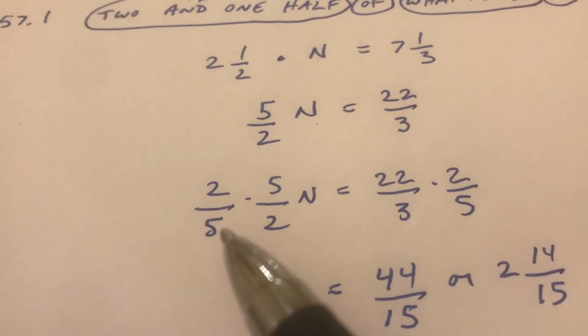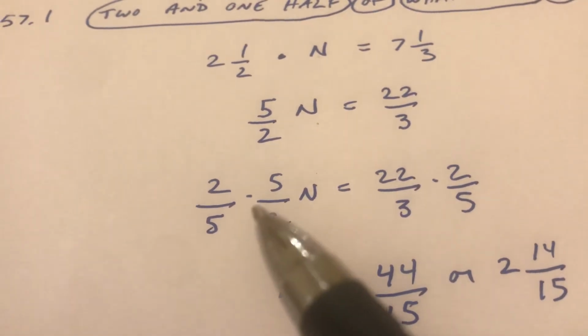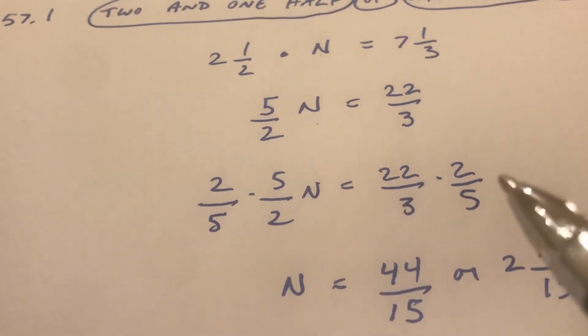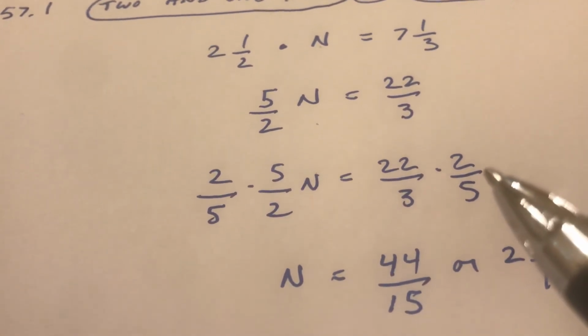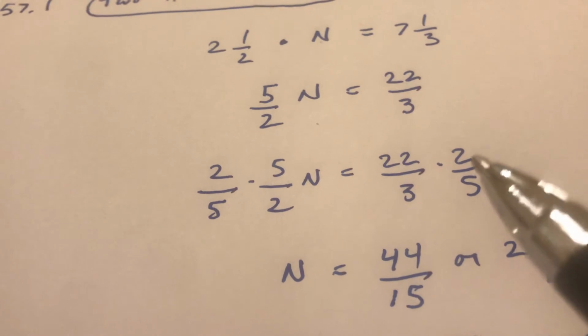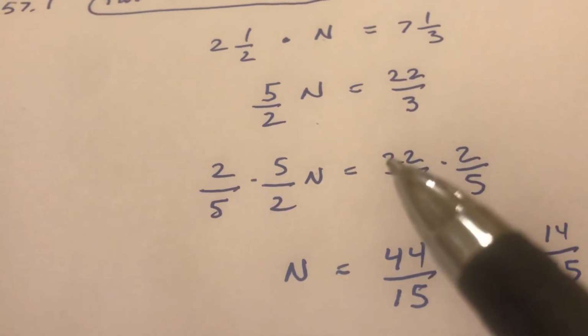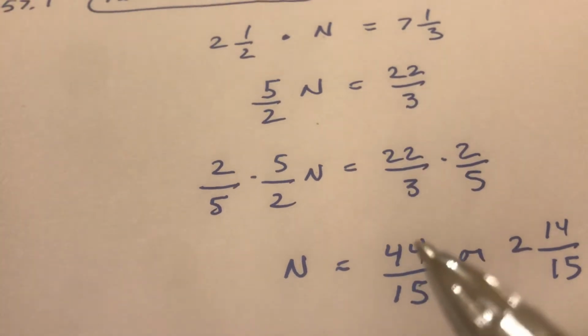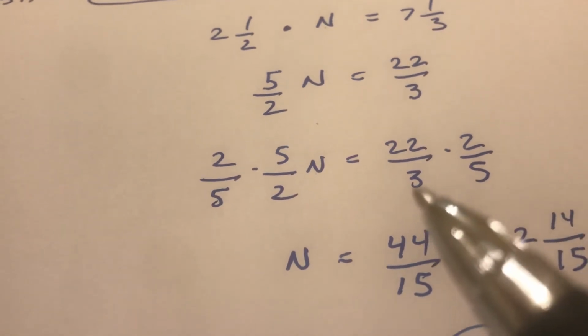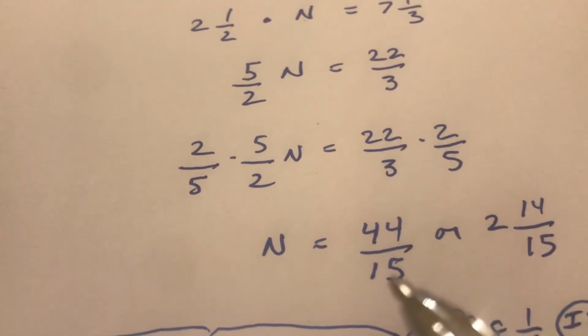But what you do to one side of the equation, you have to do to the other. So we multiplied this side of the equation by 2/5. We have to multiply this side. Now when you do this, there's nothing to cancel. You multiply the top times the top, which is 44, and the bottom times the bottom, which is 15.